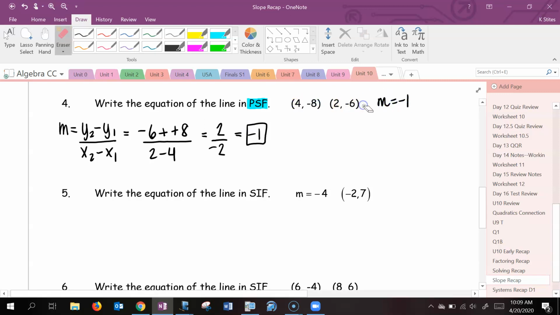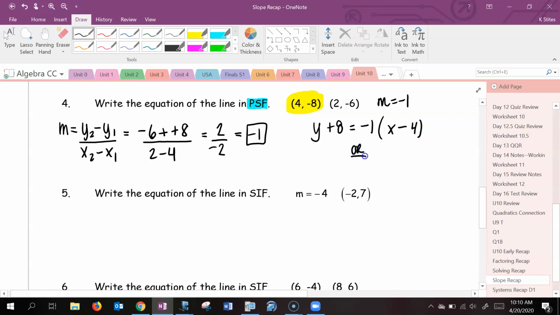So now, when you do point slope form, you're just going to pick one point. It doesn't matter which one, whichever one you feel like. I like the first one, so I'm going to use that. Start with your y, and then the opposite of your y-coordinate. So this is a -8, it's going to become a +8, equals your slope, that's what we just found, parentheses, x, and then the opposite of your x-coordinate. So my x-coordinate was 4, so it becomes a -4.